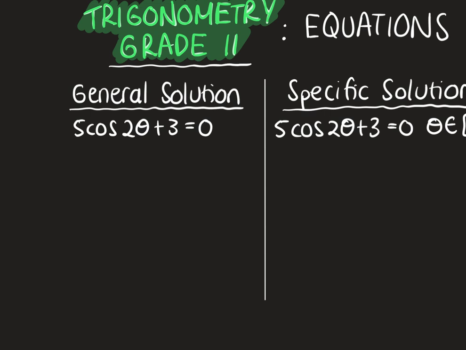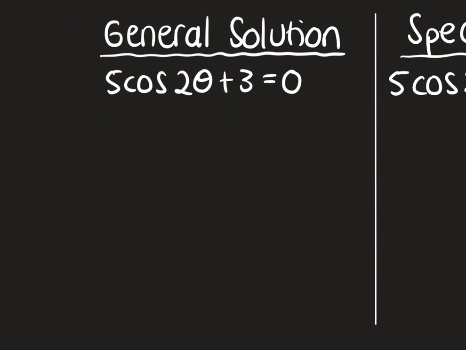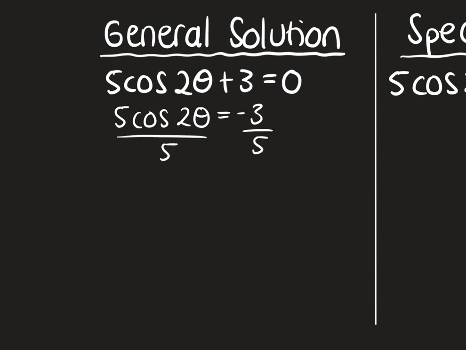Okay, so we're going to start off with the general solution over here, and we're dealing with 5 cos 2 theta plus 3 equals 0. I'm going to zoom in here a little bit. The first thing we do with equations, guys, is isolate our trig function by itself on one side of the equals. So we're going to bring the 3 over, so we get 5 cos 2 theta equals minus 3. We're then going to divide both sides by 5 to get the 5 away. So now we've got cos of 2 theta equals minus 3 over 5.